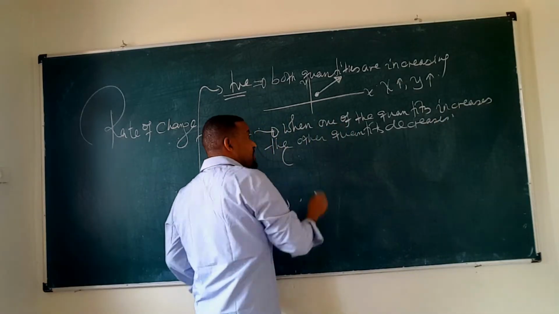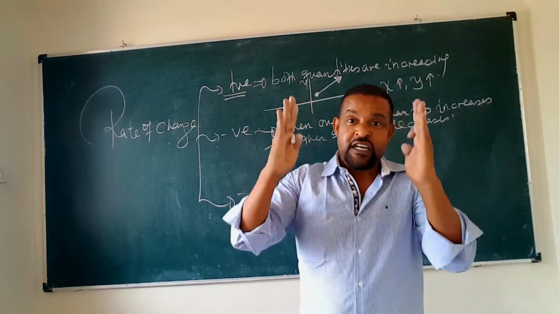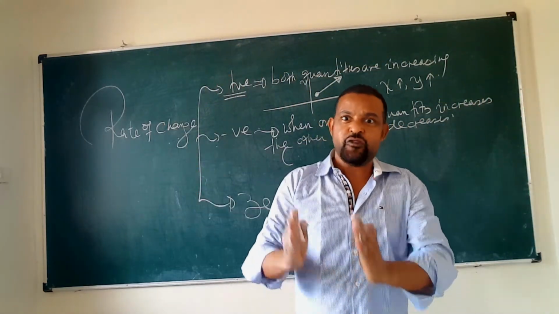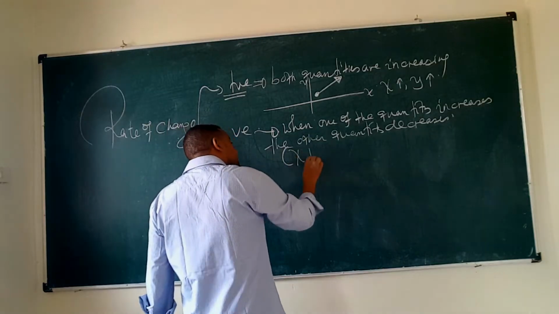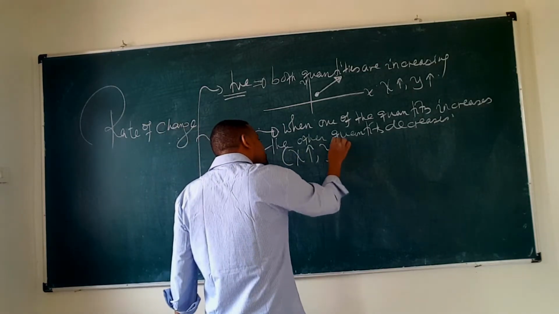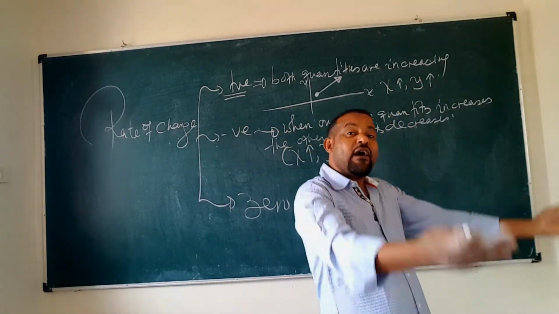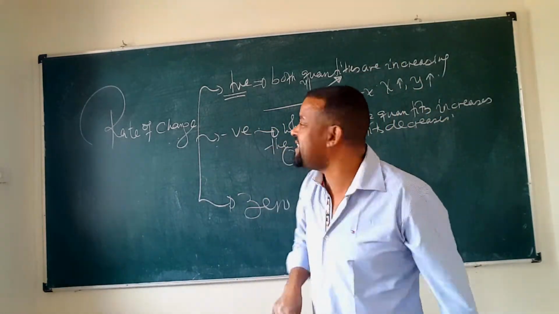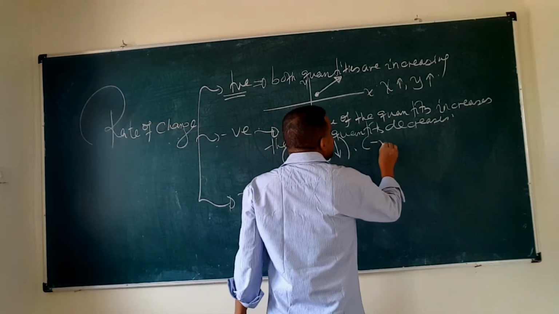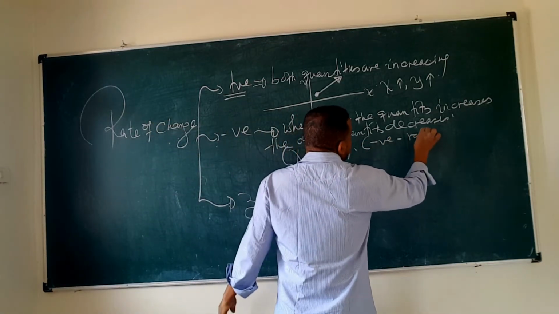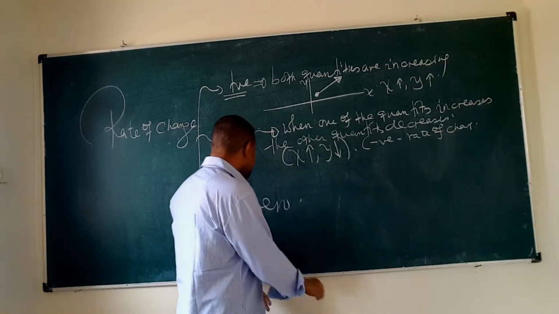In mathematics, because we are going to discuss the change in functional values, that means when the value of x increases, the value of y will decrease. So in that case, this rate of change will be negative rate of change.